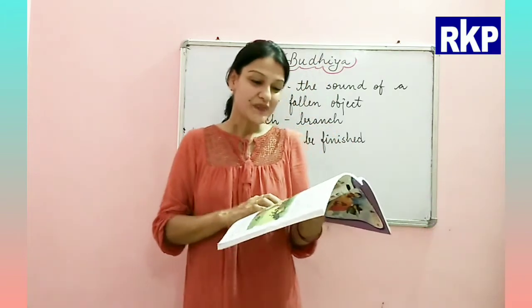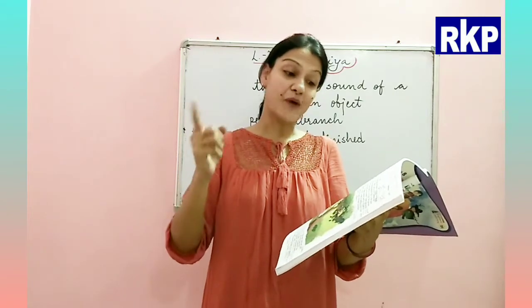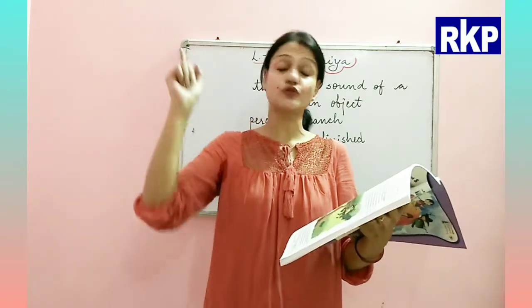So the moment he came down on the grass, he sprang upon. Sprang upon is again a phrasal verb. Sprang upon means jumped up, jumped up like a spring. Just like a spring, he jumped up upon his feet and bolted through.